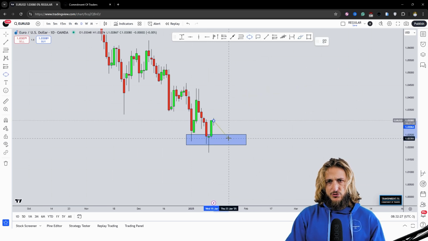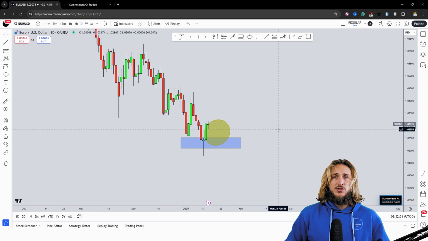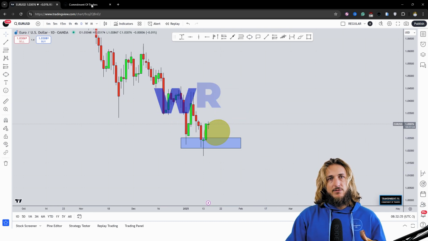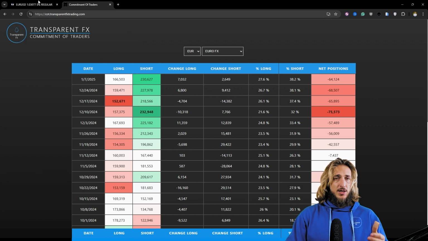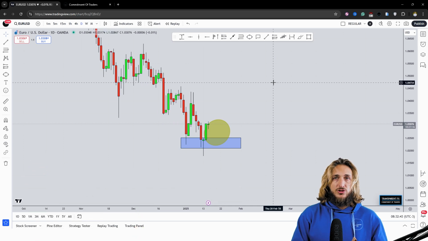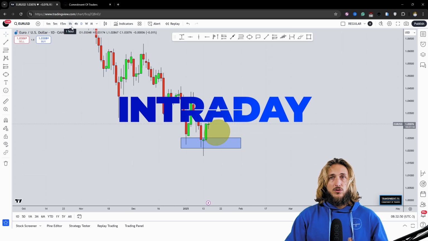So if institutions continue to add longs inside of here, what would I expect? Well, as usual, trading is reactive and not predictive. The monthly, weekly, and daily time frames combined with the COT data are the best time frames when it comes to the directional aspect of the market. However, when it comes to identifying early shifts in the trend of a market, the best time frames for that are the intraday time frames, so 4-hour and lower.